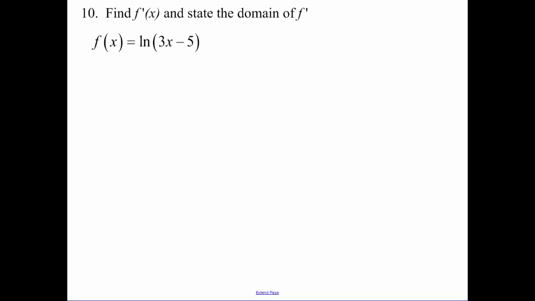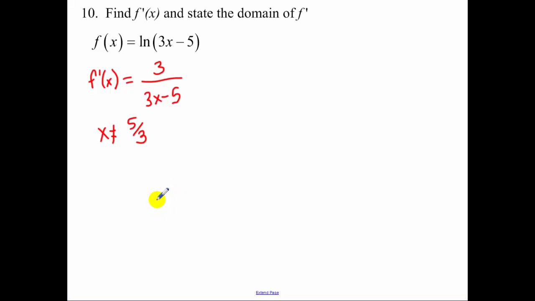Okay, find the derivative and state the domain. So, finding the derivative, I find the derivative 1 over 3x minus 5 times the derivative of the inside, so that's 3, so I should have a 3 on top. That's my derivative. And then I say, okay, my domain restriction on here, well, I can't have 0 in the bottom, so x cannot be equal to 5/3. Done, ready to move on.